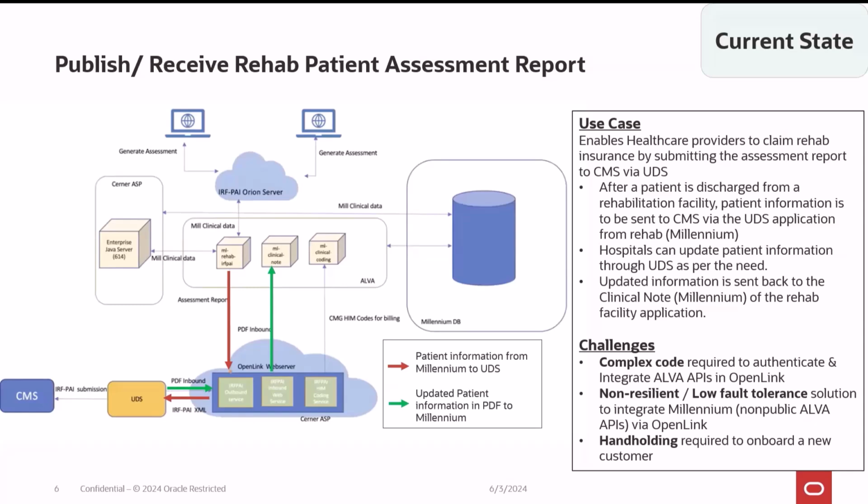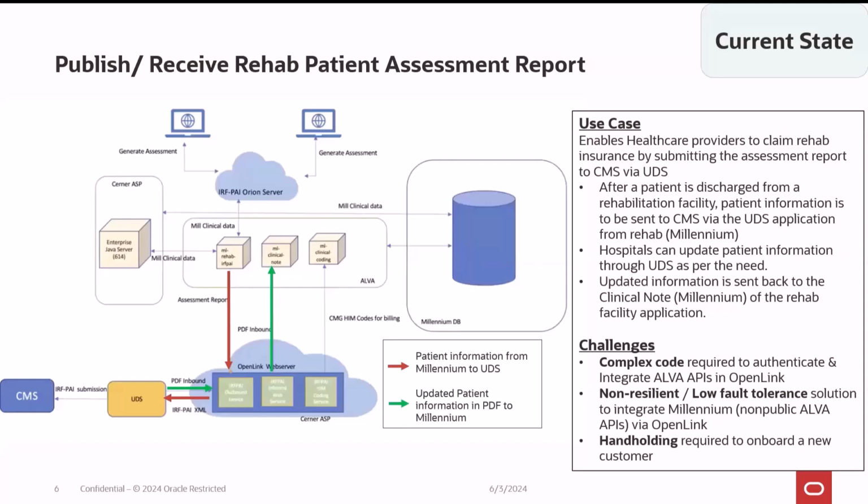The red line is to send the patient information after the patient gets discharged from the rehab facility. So the clinical note application sends the patient information to the UDS, and in turn, it will send it to the CMS. The healthcare providers or the hospitals can always go and amend the patient information in the UDS. The patient information will flow back in PDF format to the clinical note, which we have marked as a green line. So in this particular demonstration, we will deep dive into an end-to-end flow on the green line.